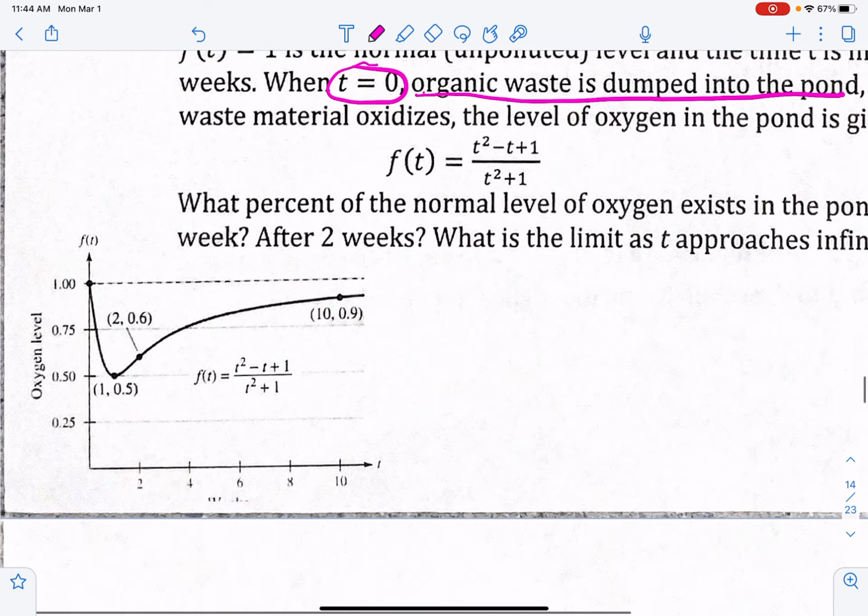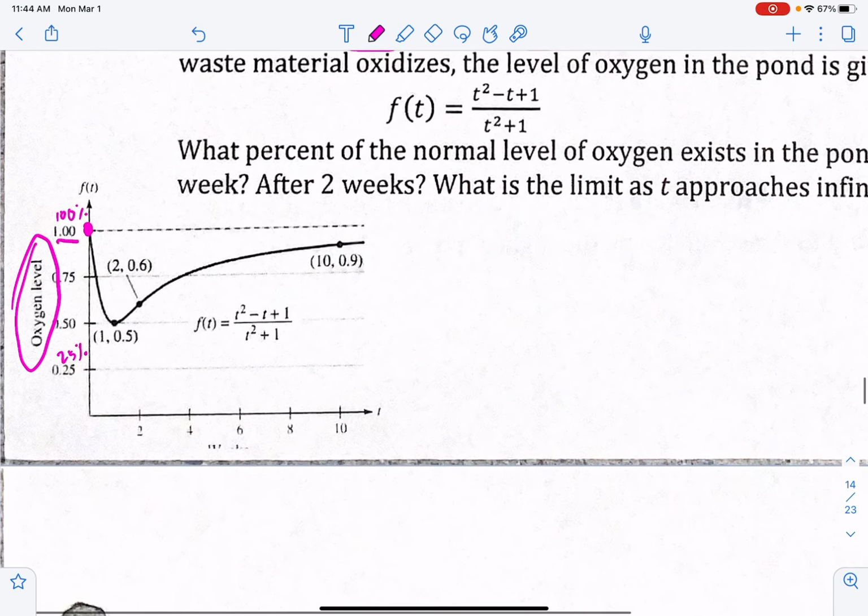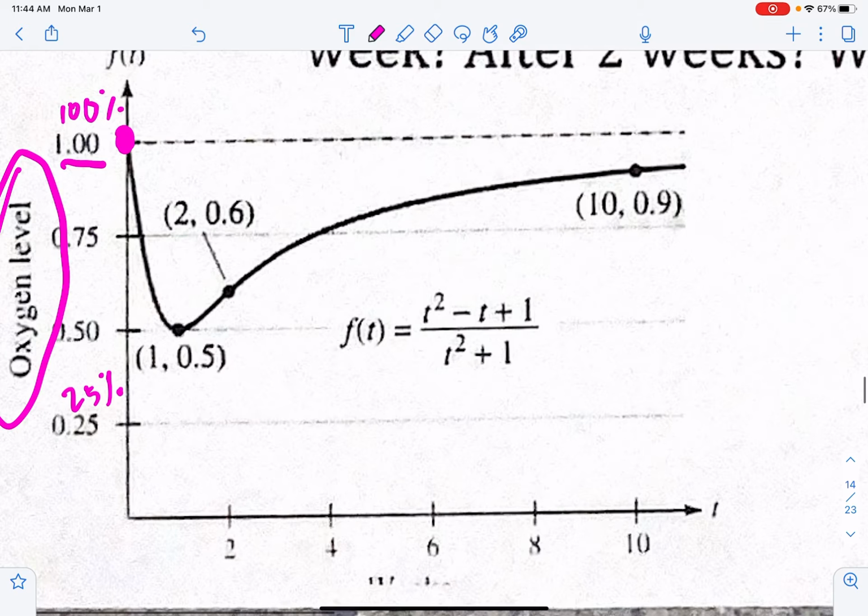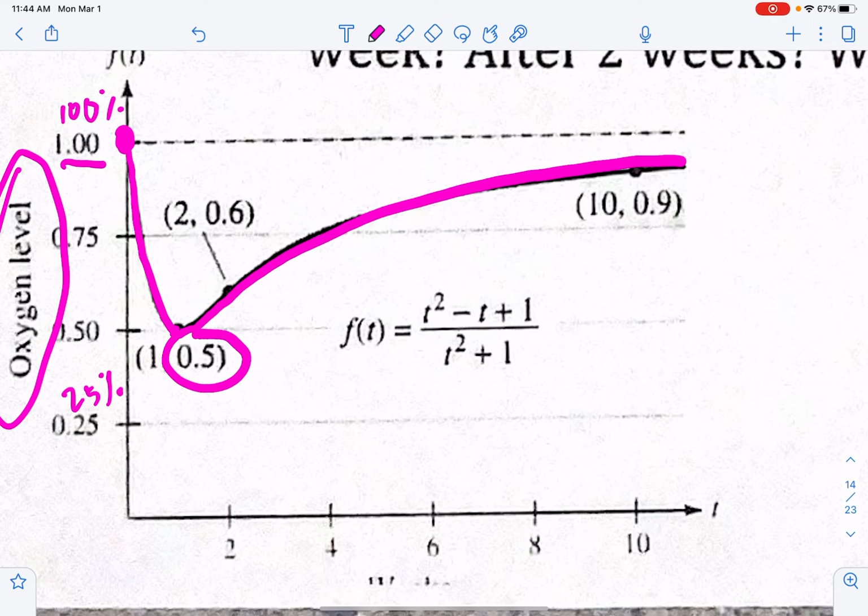So it starts out with complete 100% oxygen in the pond. Oxygen levels are represented as percentages, but as decimals. So this would technically be 100%. This would be only 25% oxygen in the pond, etc., looking like that, okay? So you can kind of see from the graph that what's happening is they're dumping this waste into the pond, and then it bumps all the way down to only like 50% oxygen, okay? And then it's going to slowly come back up, because the waste materials in the pond are going to slowly break down, and then that oxygen is going to be restored.